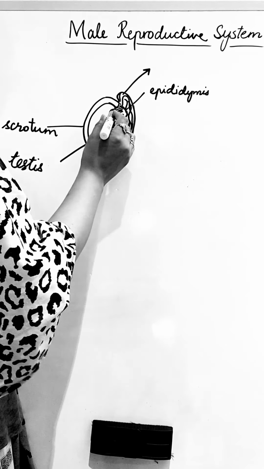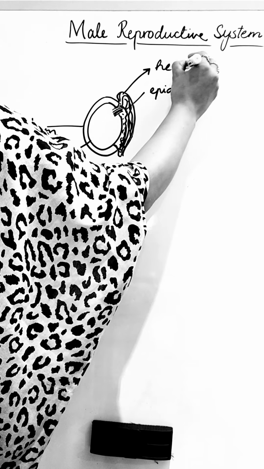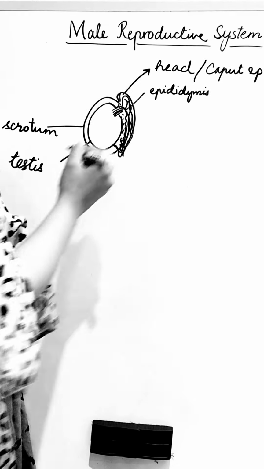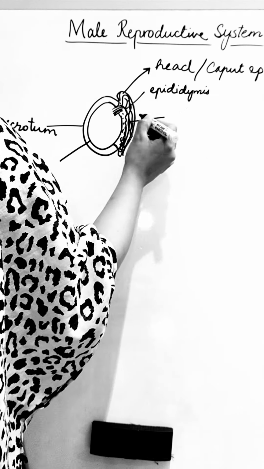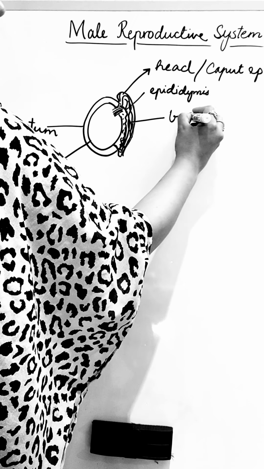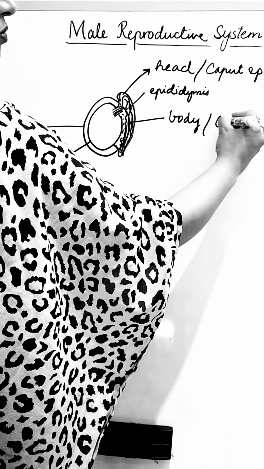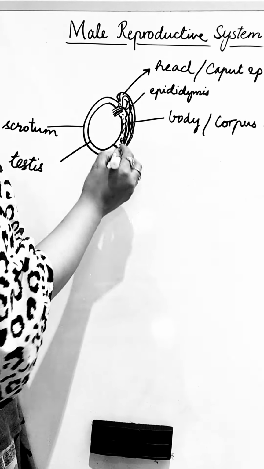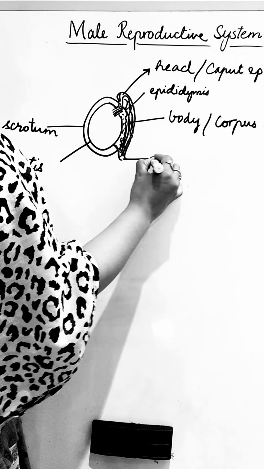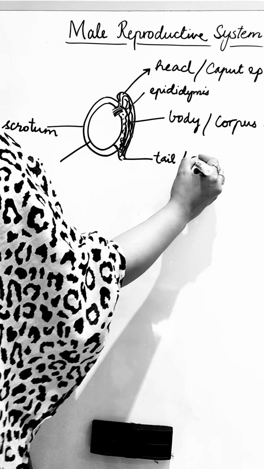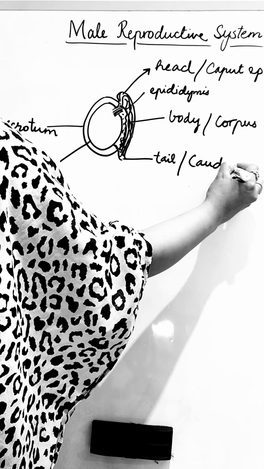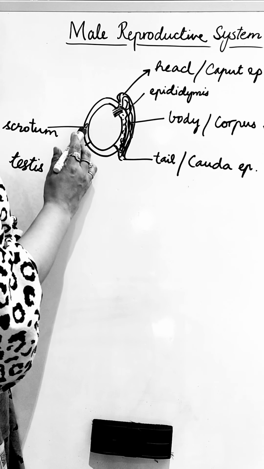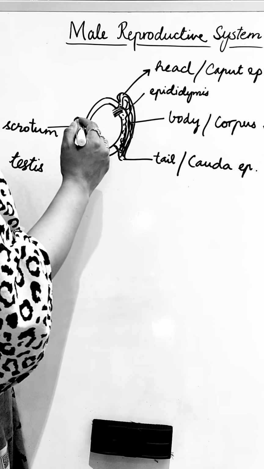The upper portion is called the head, also called the caput epididymis, and the middle portion is called the body, or corpus epididymis. Now the last portion is called the tail, or cauda epididymis.